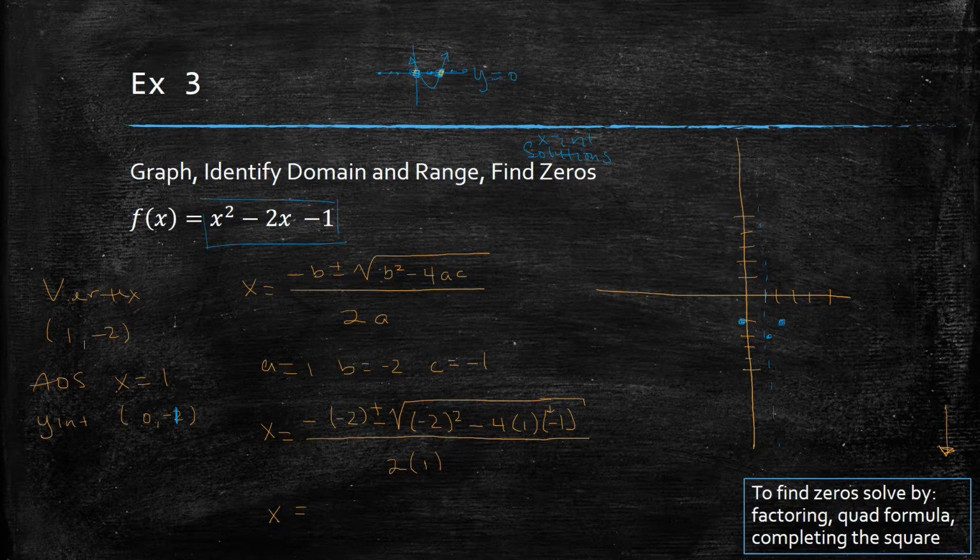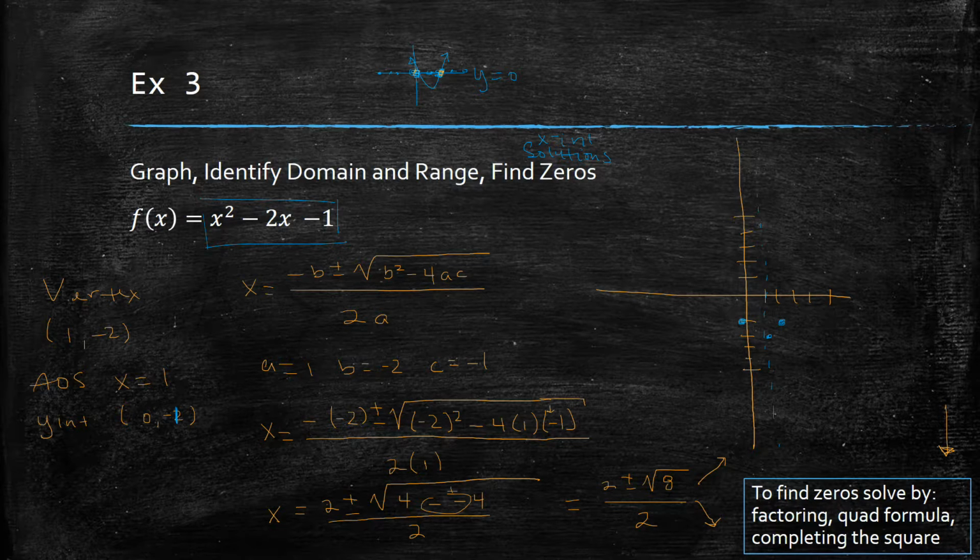Okay, so let's simplify this. The double negatives give you positive 2 plus or minus the square root of negative 2 squared, which is positive 4. 4 times 1 is 4, times negative 1 is negative 4, so we're going to have a double negative there, all over 2. Keep going. 2 plus or minus the square root of that double negative is a positive, plus or minus the square root of 8, all over 2. And then that's going to split into your two problems.